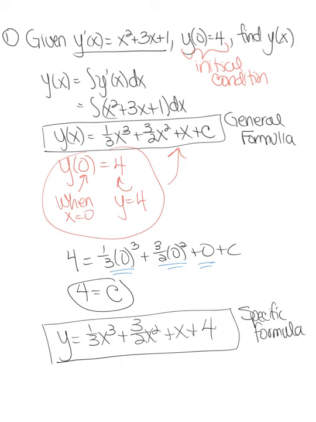Okay, so now having said that, let's go ahead and do the same problem, but I want to use a different initial condition. So for this next example, which is our example 2, again, I'm going to give you that y prime is the exact same thing it was. It's x squared plus 3x plus 1.